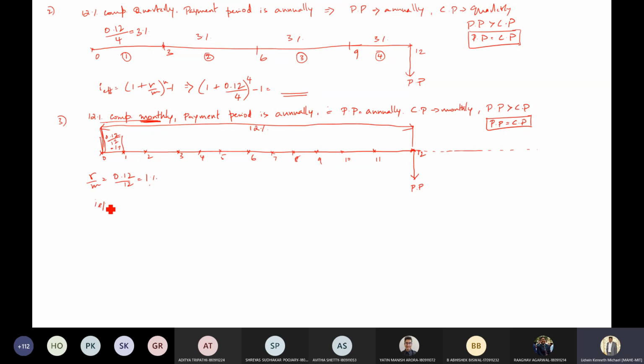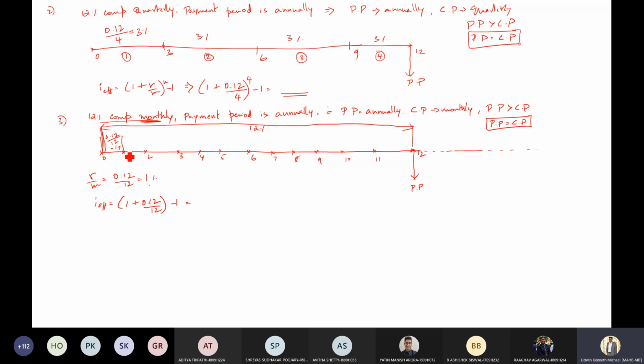Now I effective. See why I'm showing R by M is because R by M also comes in the formula. So 1 plus 0.12 divided by 12. Now, what is the value of n? How many times is it compounded till you're making the first payment? 12. Yes. Why 12? Because there are 12 compounding periods.